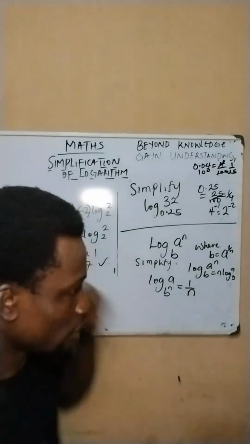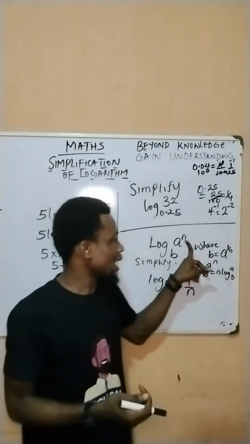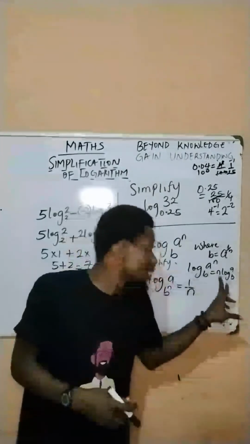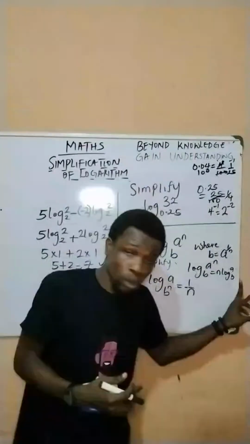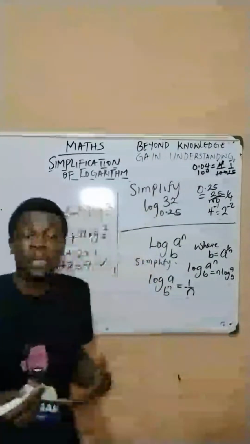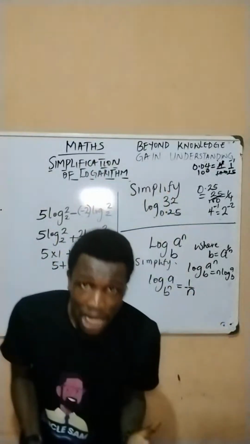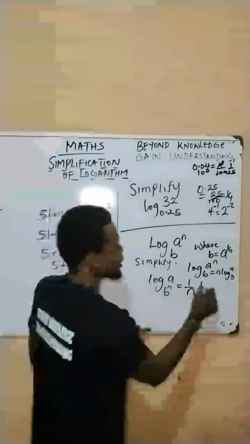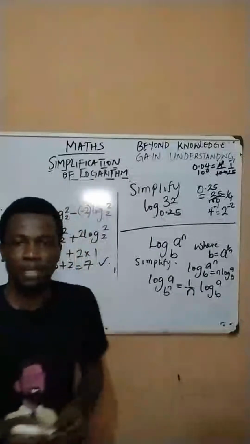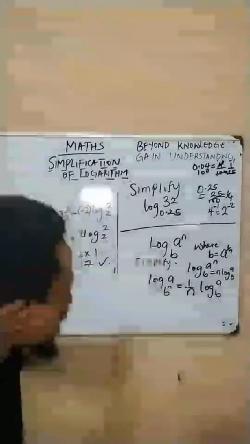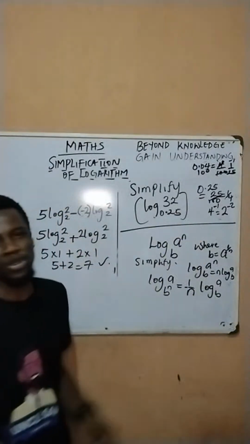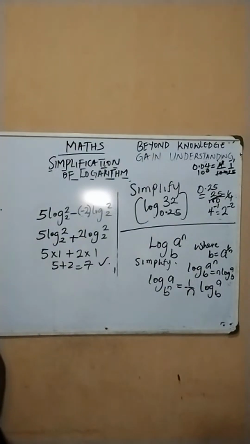Why 1 over n? Well, if the log is the one that has the power, it becomes the power directly multiplying the log. But if it's the base that has the power, it's the same thing as the reciprocal of the power of the base, multiplied by the log base b. This is the summary. And I want you to use that to see if you can solve this question once you have simplified it. That's the assignment for today.